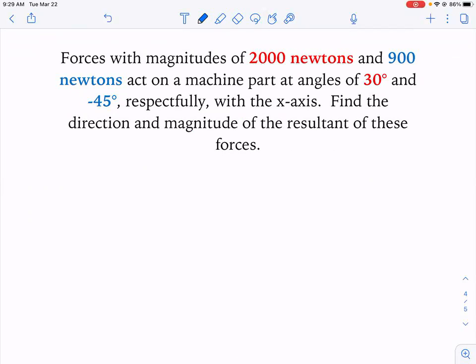So I want you to take 30 seconds and just jot down that 2,000 newtons is the magnitude that goes with an angle of 30 degrees. 900 newtons is the magnitude that goes with the angle of -45 degrees.